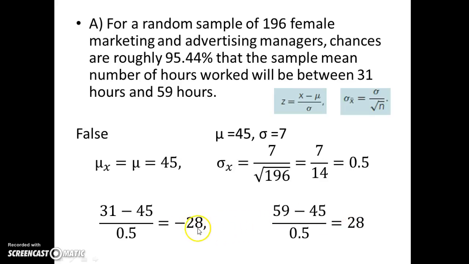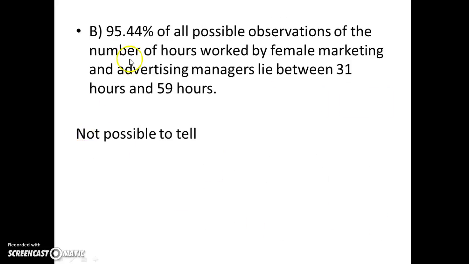Well, z-score -28 and z-score 28 actually talks about the whole distribution. It's the whole thing. If it's the whole thing, it cannot be 95.44. We can say it can be 100. So that's why this is false.